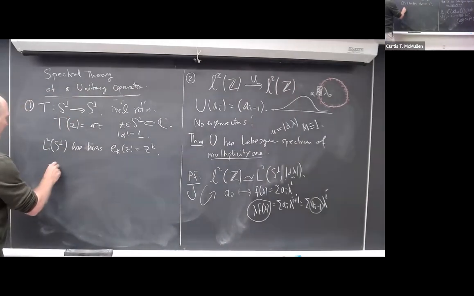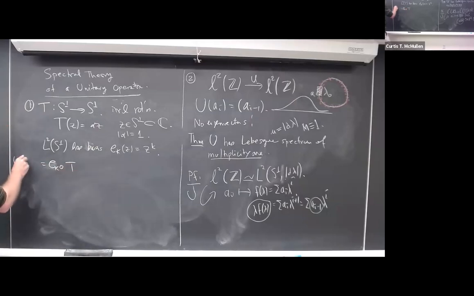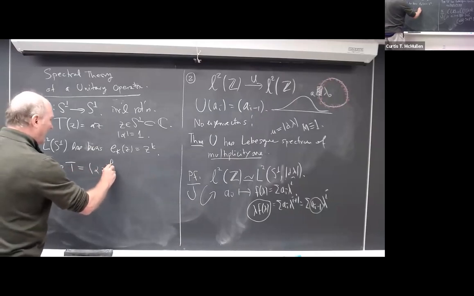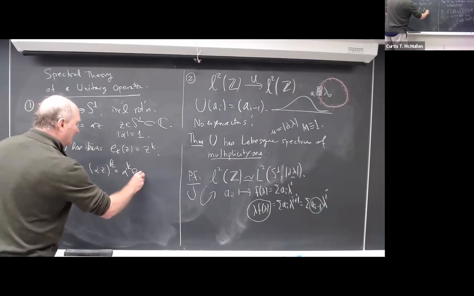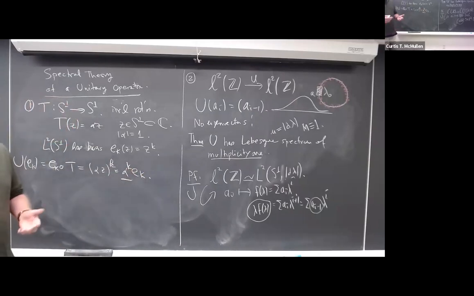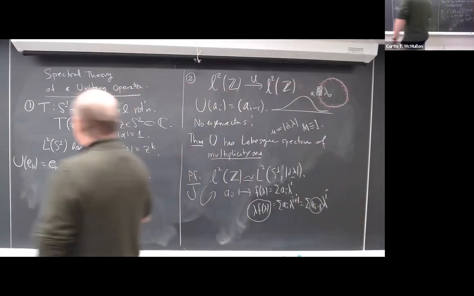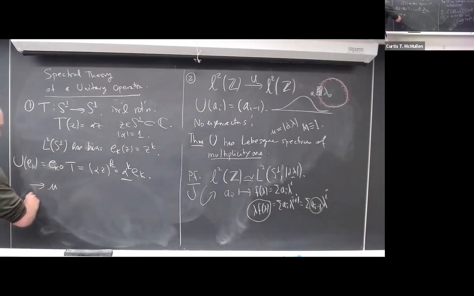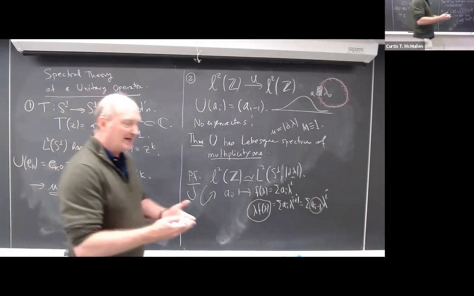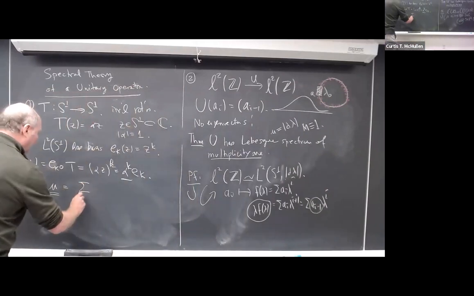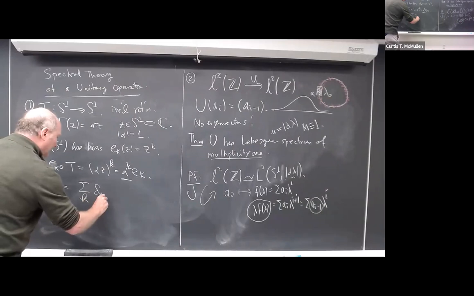In fact, if we take e_k composed with T, which is what we would call U of e_k, then we just get alpha z to the k, which is alpha to the k times e_k. So the eigenvalue of the kth element in the basis is just alpha to the k. And our conclusion is that mu, the spectral measure, is just a sum of delta masses at the various powers of alpha. So mu is equal to the sum over k of a delta mass at alpha to the k.